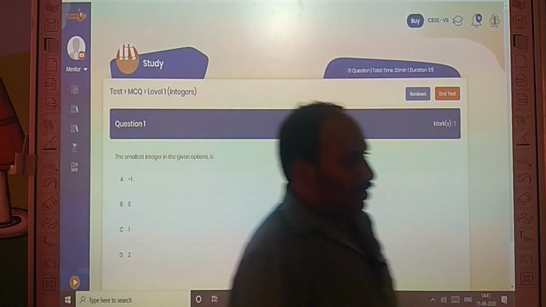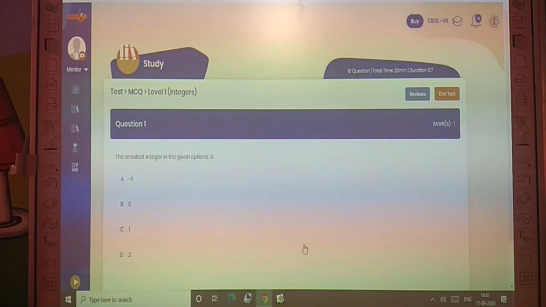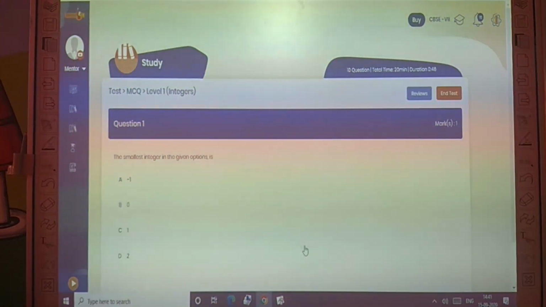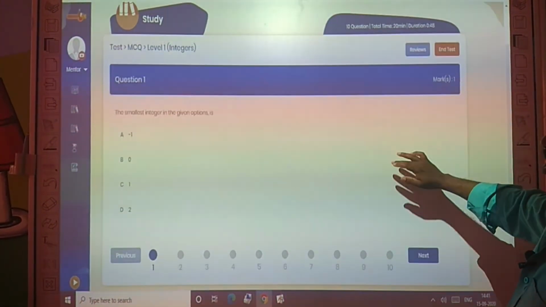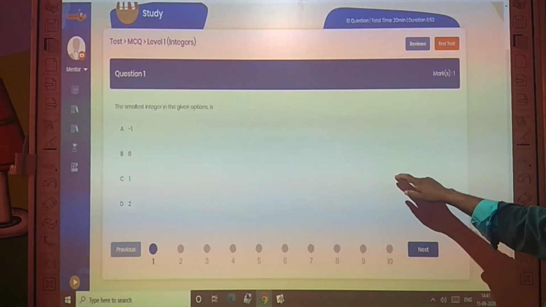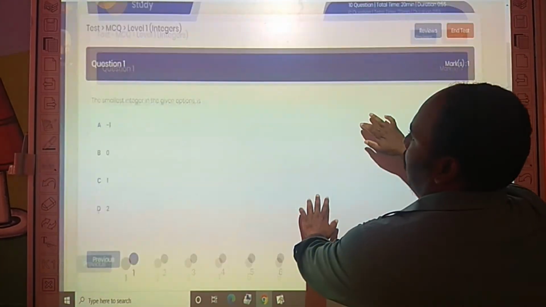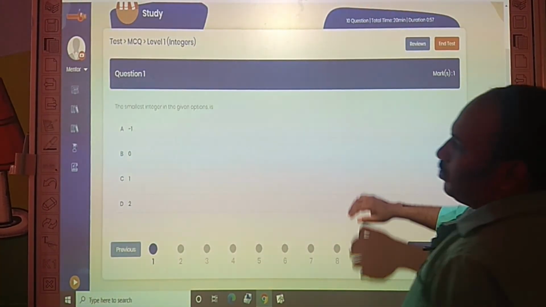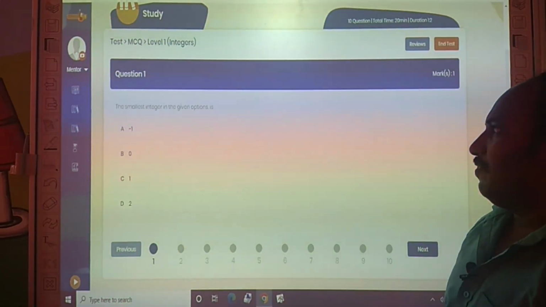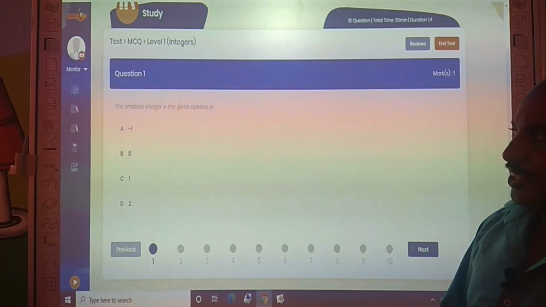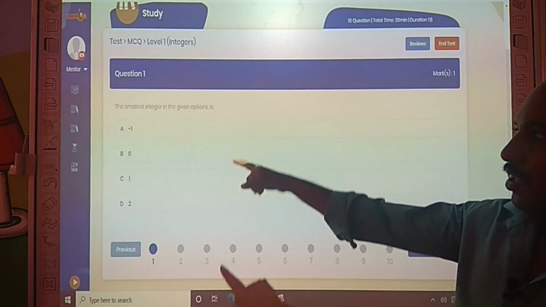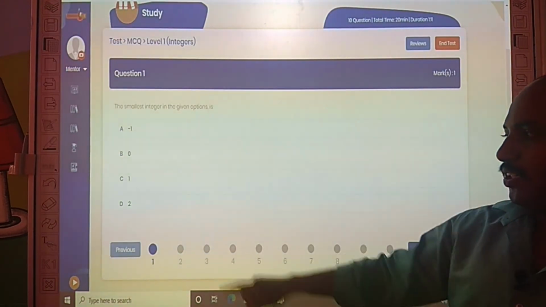The next one is the test part. Here is the test part: 1 mark multiple choice questions, level 1. The first question is, the smallest integer in the given options is: A minus 1, B 0, C 1, D 2.